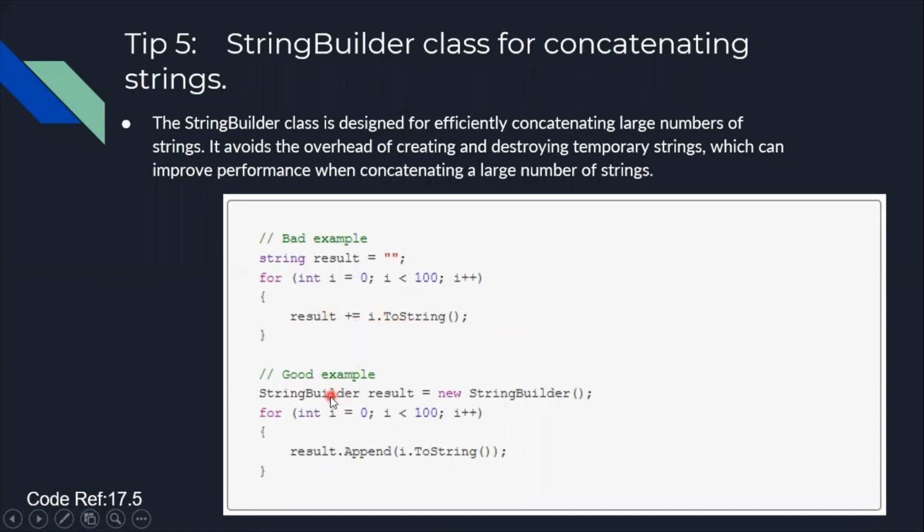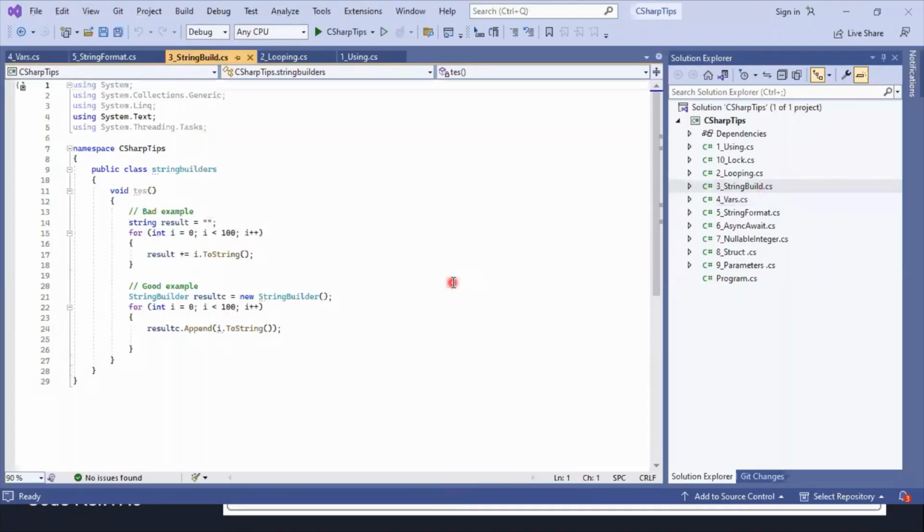The good example, using StringBuilder. StringBuilder result, result.append, i to string. Okay, we can move to C#, find the full example. Bad example, string result, and you making traditional for loop. Good example, using the class StringBuilder and making string.append.